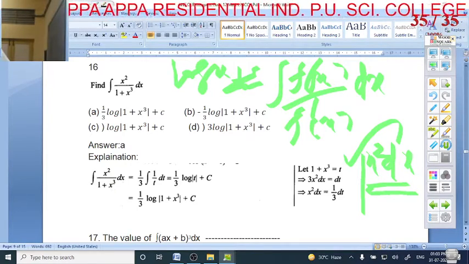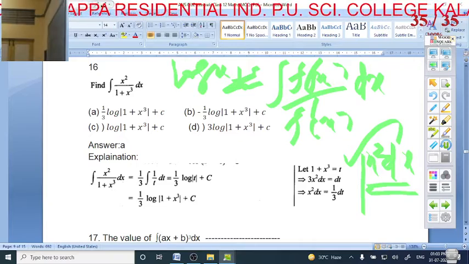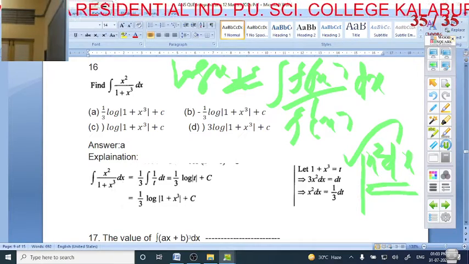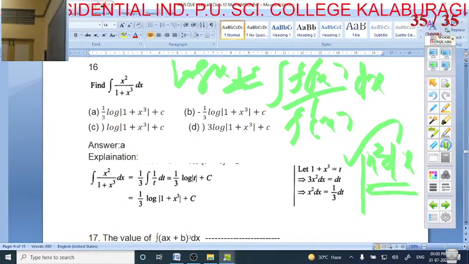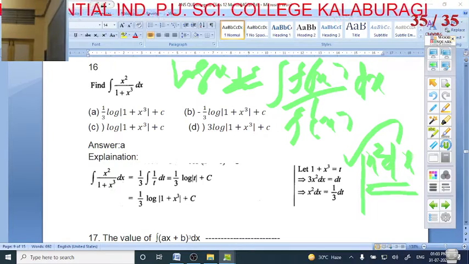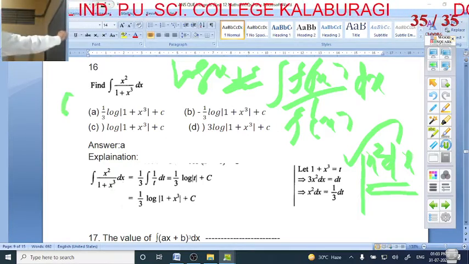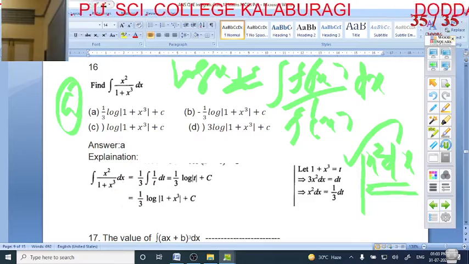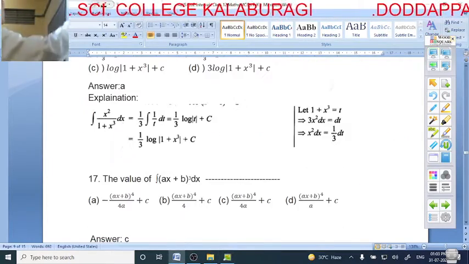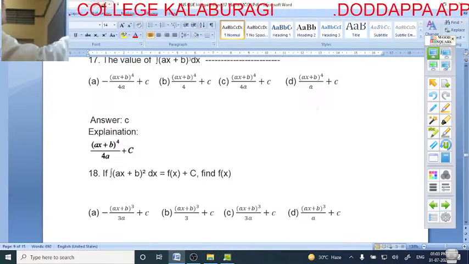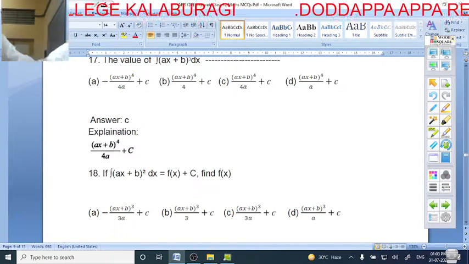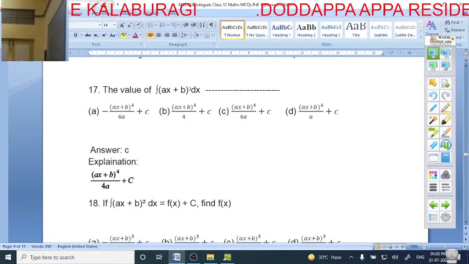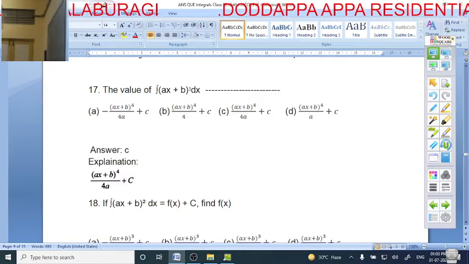That is, integration of 1 by t is log t plus c, where t is equal to 1 plus x cube. So the total answer is 1 by 3 log of 1 plus x cube. Option A is correct. So this is how the 60th example is solved. Next, a very simple example, but to solve the examples, formulas play a very important role.